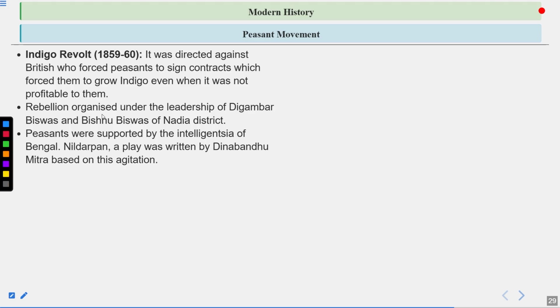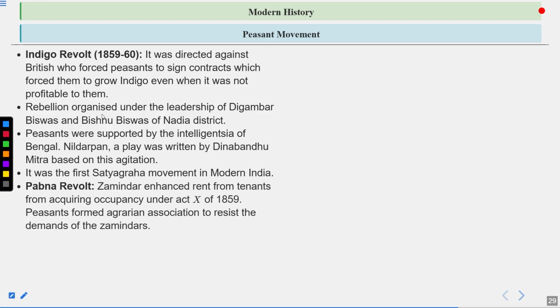Peasants were supported by the intelligentsia of Bengal. Neel Darpan, a play, was written by Deenbandhu Mitra based on this agitation. It was the first Satyagraha movement in modern India. Pabna Revolt. Zamindars enhanced rent to prevent tenants from acquiring occupancy rights under Act 10 of 1859. Peasants formed an agrarian association to resist the demands of the zamindars. So this is again an important rebellion against the zamindars by the tenants, who are basically the working peasants on the land.